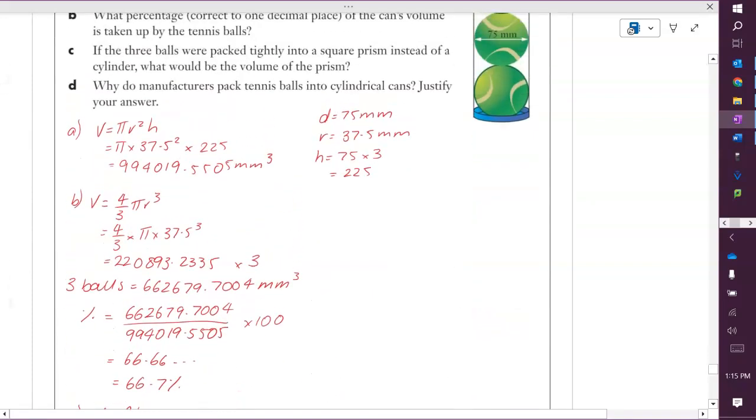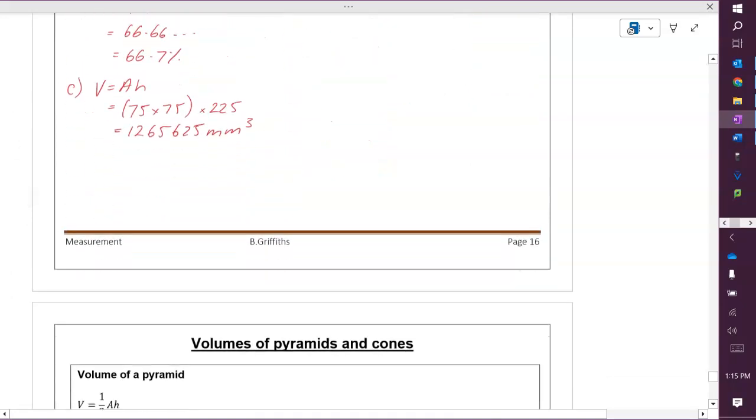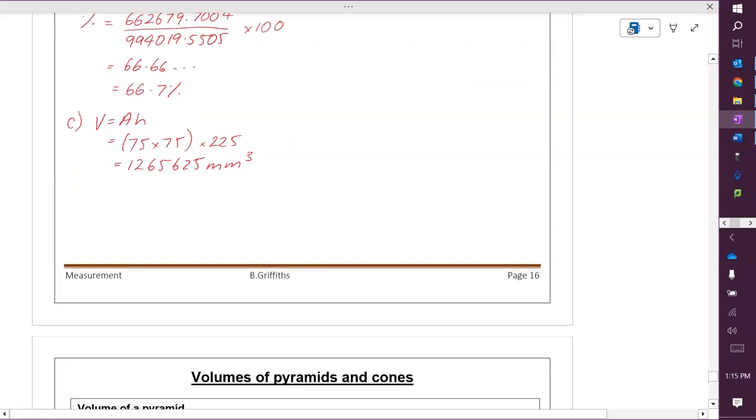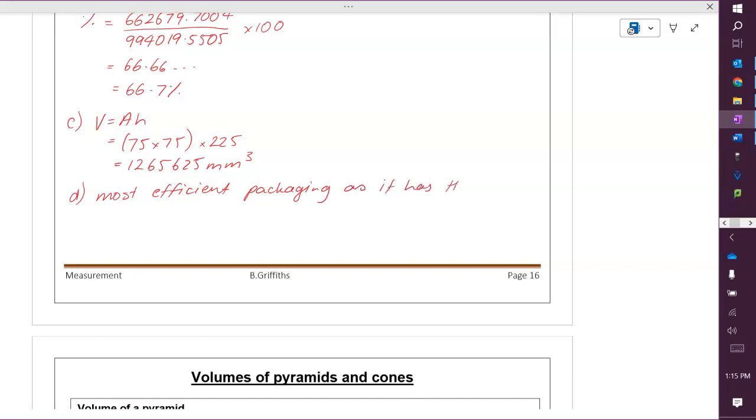And then it says, why do manufacturers pack tennis balls into cylindrical cans? Justify your answer. So what it means is if we have them in a square, there's more space for air, there's more blank space, so to speak. If it's in a cylinder, it's our most efficient packaging, as it has the least amount of air, or the least amount of free space within that cylinder.